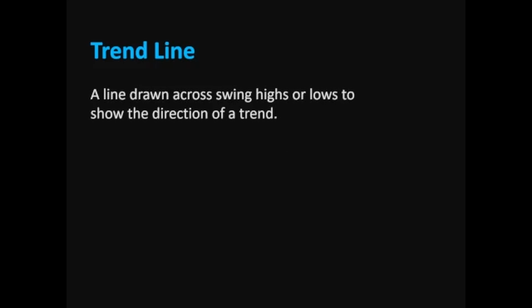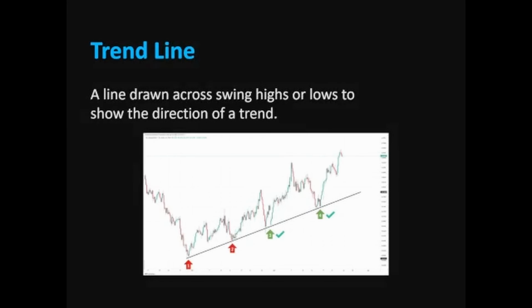First, let's talk about trend lines. A trend line is a line drawn across swing highs or lows to show the direction of a trend. As you can see in the image below, we've identified a black line going up and to the right as a potential uptrend. We have arrows listed as 1, 2, 3, and 4.